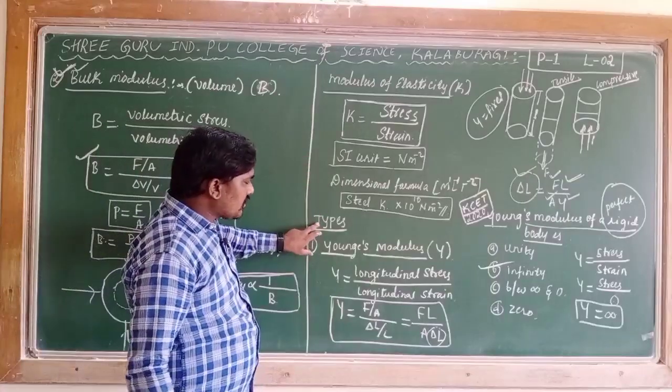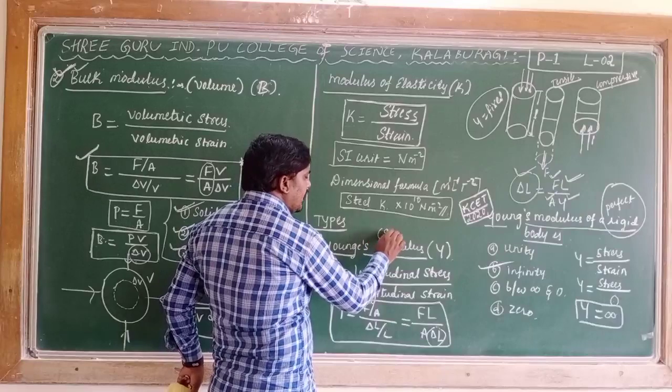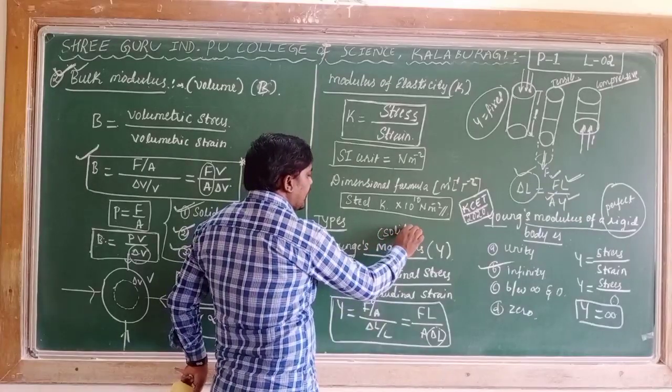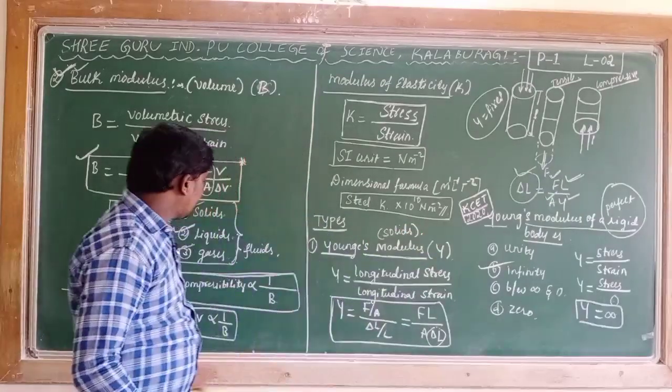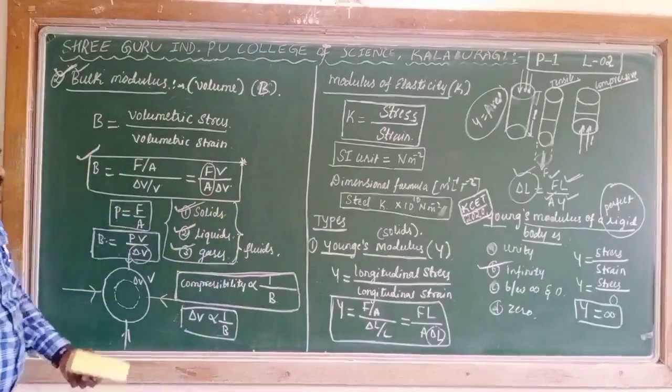In Young's modulus, we are discussing only length. That's why Young's modulus purely explains the solid properties. Bulk modulus explains solids, liquids as well as gases.